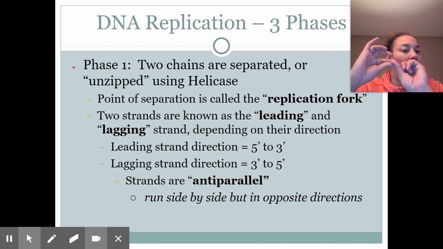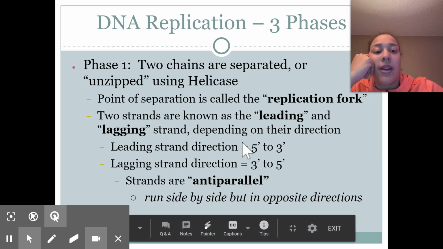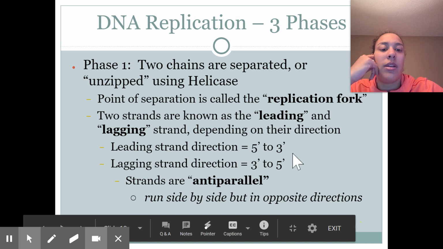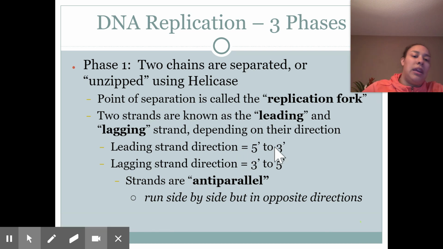Visually, if you can see that one new strand is being made in a continuous motion, you know you're dealing with the leading strand, and the lagging strand goes in little chunks, which I'll talk about next. So that's one way of visually seeing it. It's also going to be noted in a 3' and 5' location. The leading strand is always going to be going 5' to 3', and the lagging strand is always going to be going 3' to 5'.